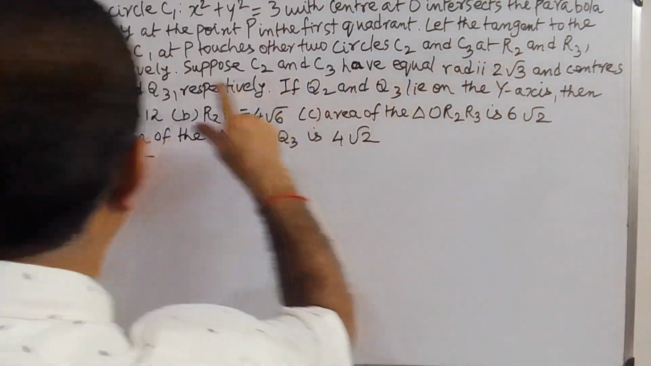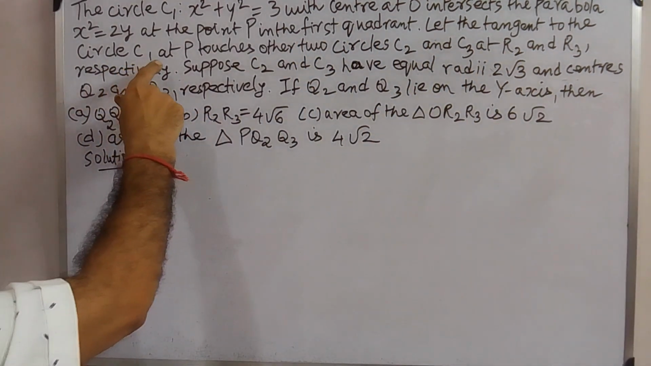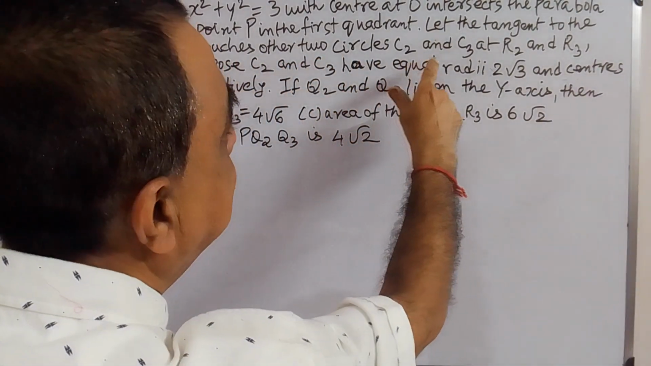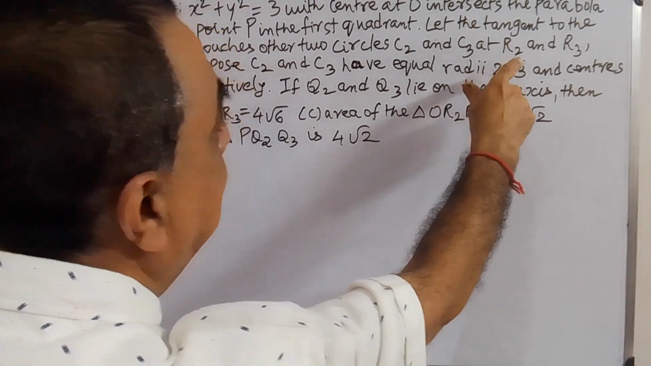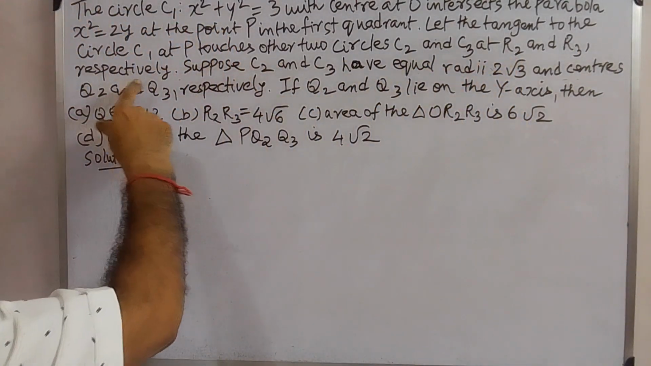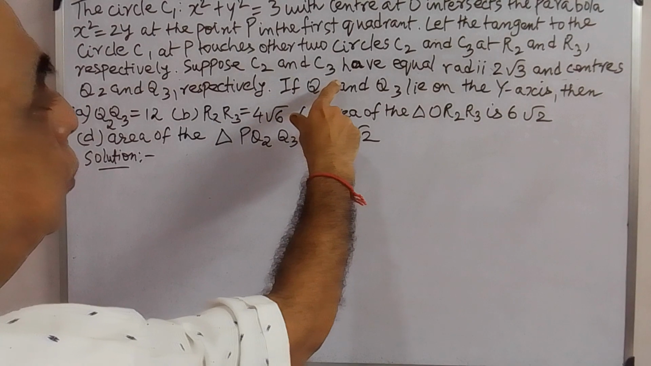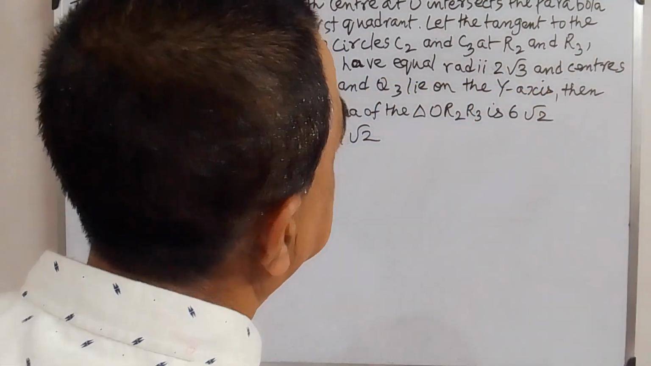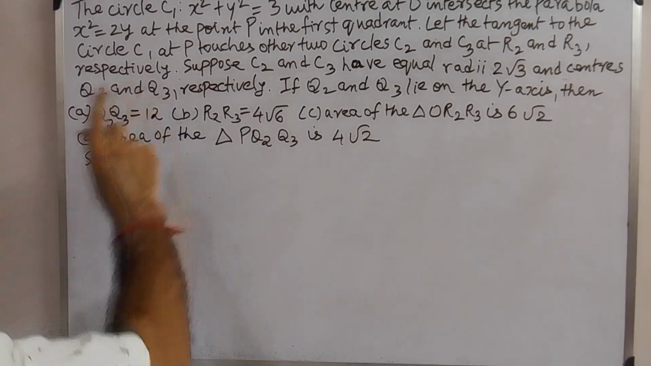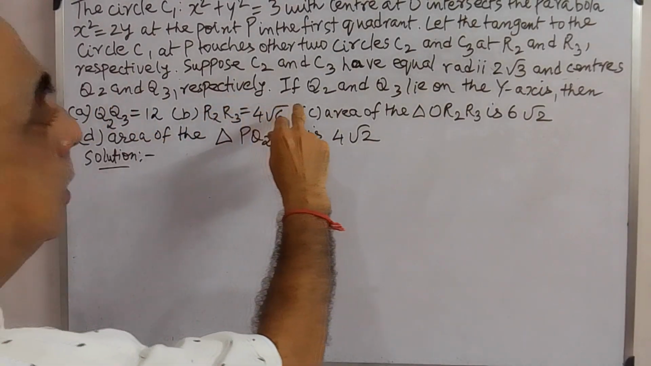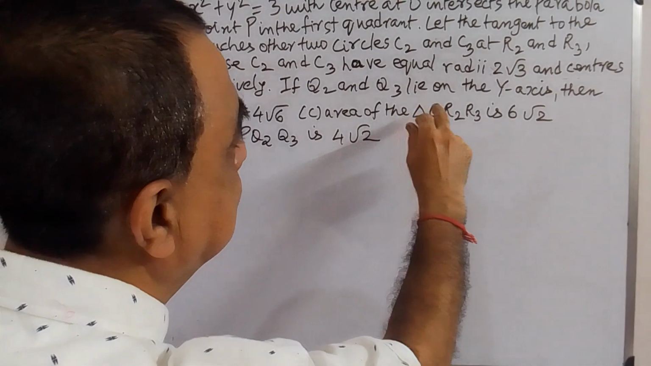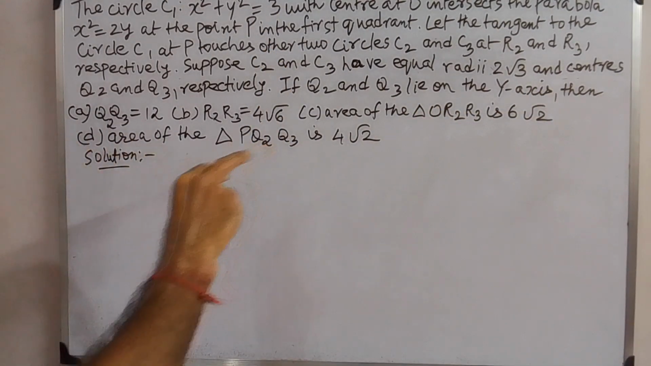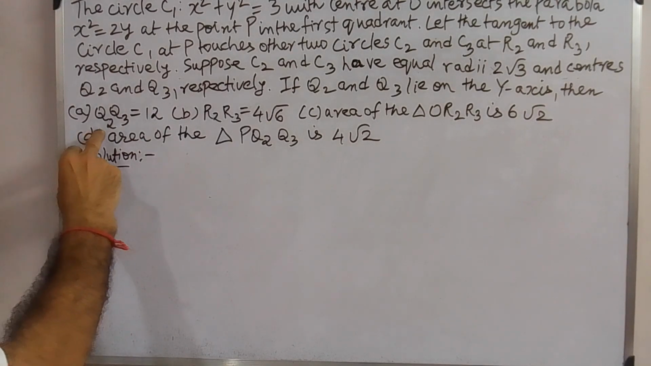Let the tangent to the circle C1 at P touch the other two circles C2 and C3 at R2 and R3 respectively. Suppose C2 and C3 have equal radii 2 root 3 and centers Q2 and Q3 respectively. If Q2 and Q3 lie on the y-axis, then the given four options are: A.